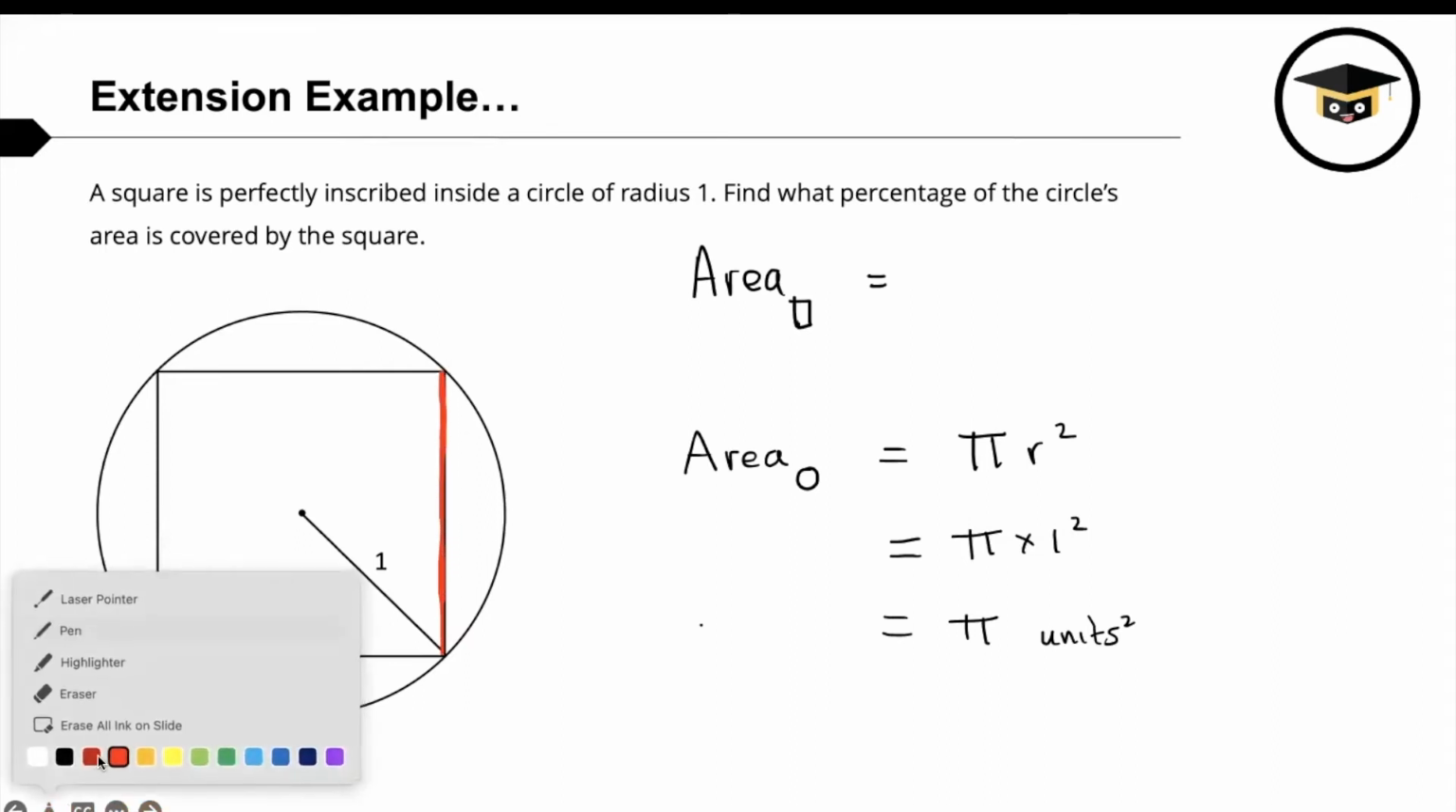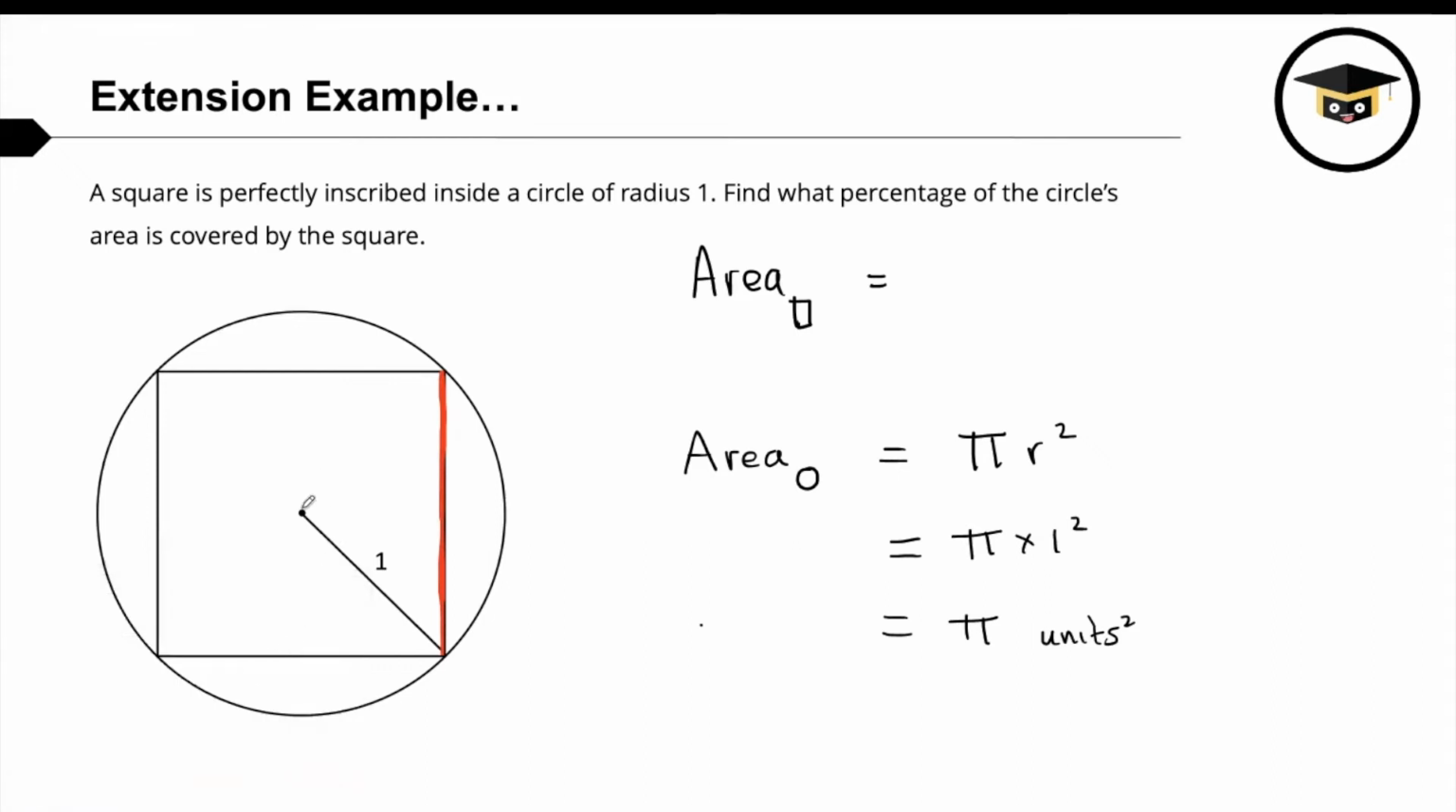Since this is a circle, we can draw multiple radii. So we can draw a radius from here to this corner, and we can also say that the length of it is 1. Now, hopefully you can see what's happening. We can see a right angled triangle here. Now, how do we know this is a right angle? Well, we know that the diagonals of a square will bisect each other at 90 degrees. So that is why this is a right angle.